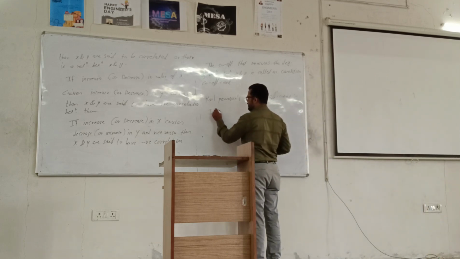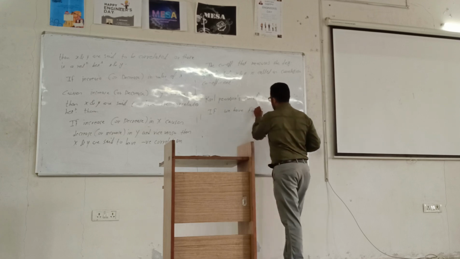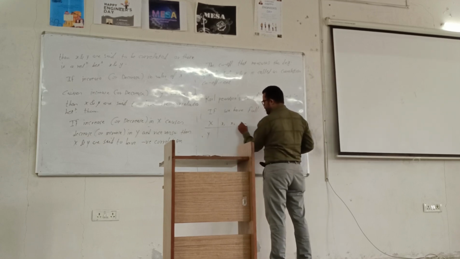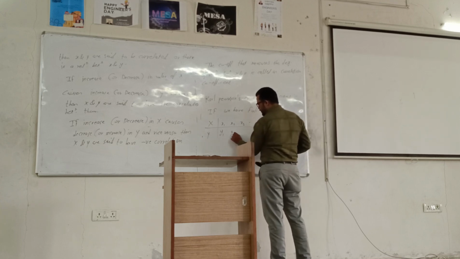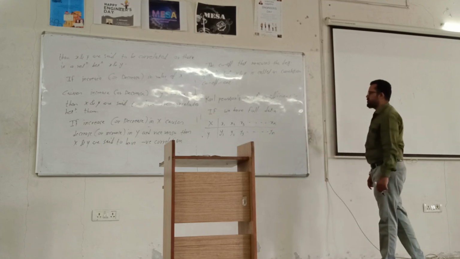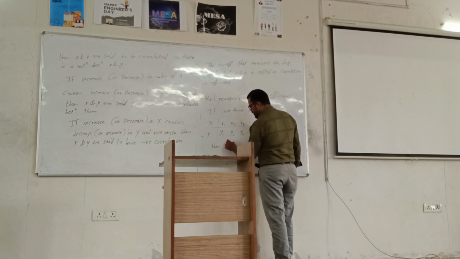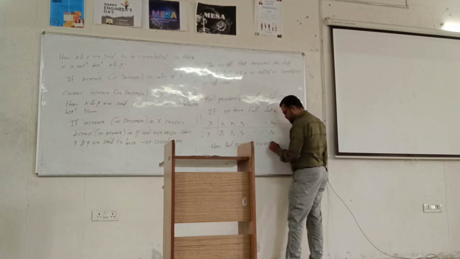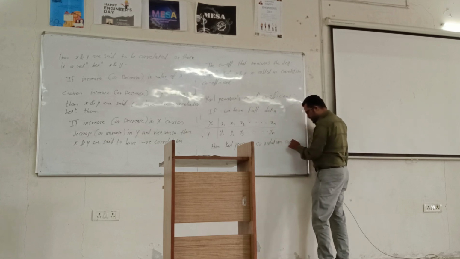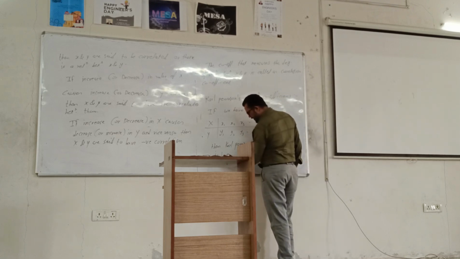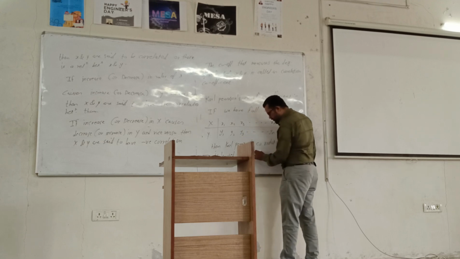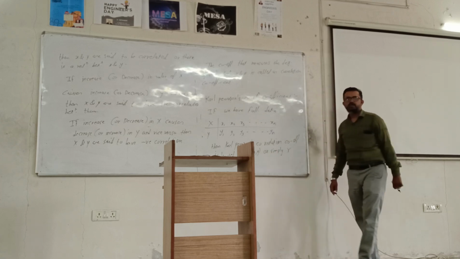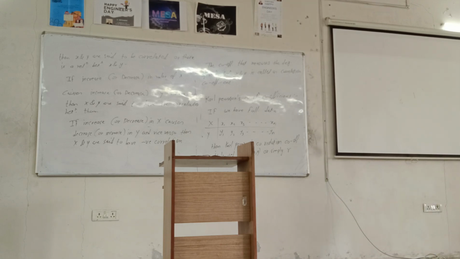If we have the following data, the values of X, X1, X2, X3, up to Xn, and the values of Y, Y1, Y2, Y3, and so on up to Yn, then Karl Pearson's correlation coefficient is denoted by R of X comma Y, or simply R. If we are not changing the variable, we call it R. If we are changing the variable, we call it R of X comma Y.